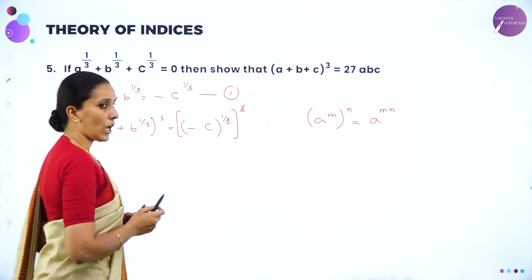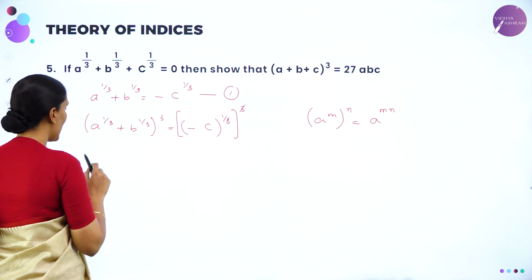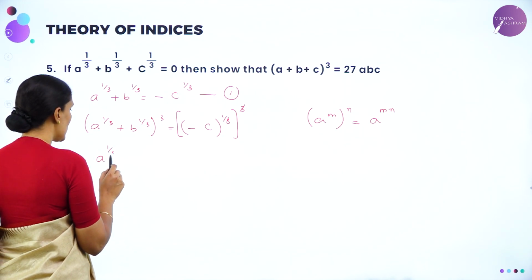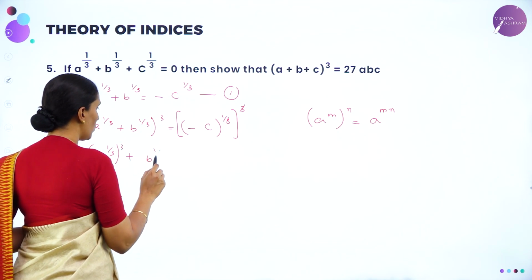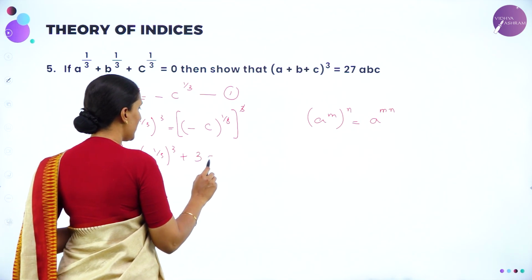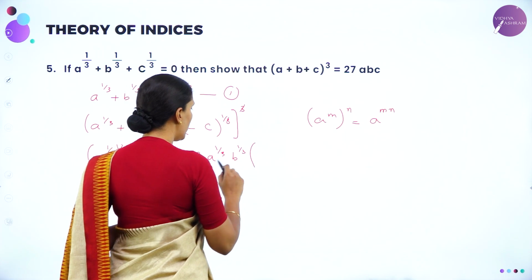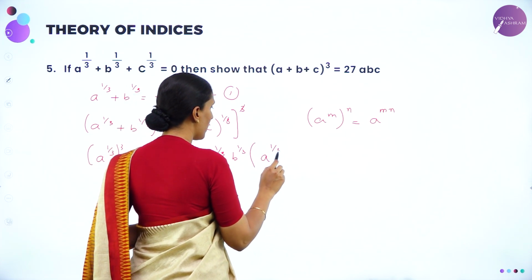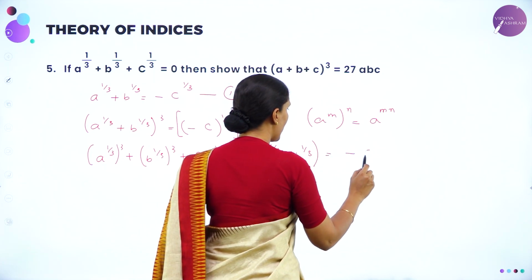Now here we can use the (a + b) whole cube formula. So which can be written as a cube plus b cube plus 3ab into (a + b). That is, a^(1/3) + b^(1/3) is equal to minus c^(1/3).